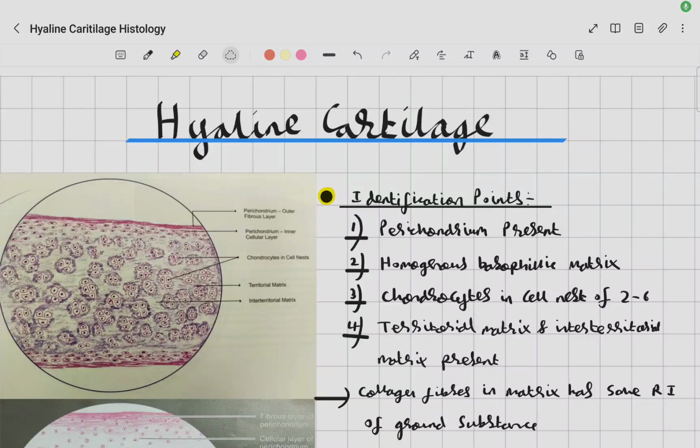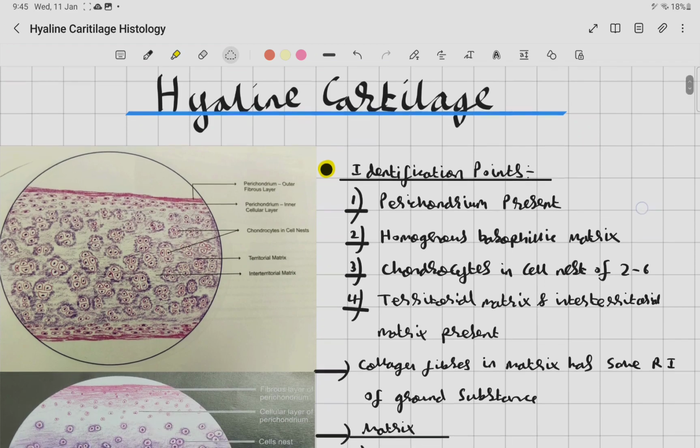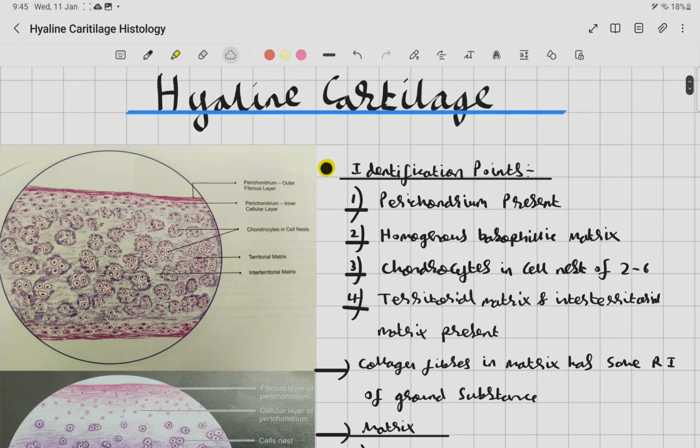Hyaline cartilage histology. The identification points of hyaline cartilage are: number 1, perichondrium is present; number 2, a homogeneous basophilic matrix is present; number 3, chondrocytes are present in cell nests of 2 to 6. There are two types of matrix: the territorial matrix and the interterritorial matrix.